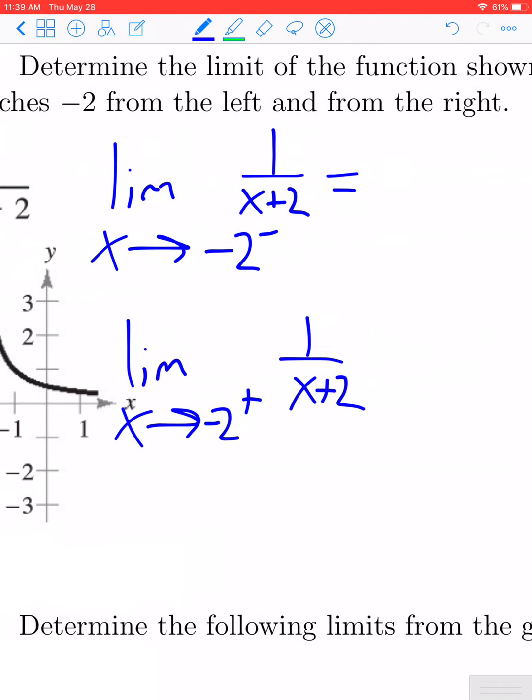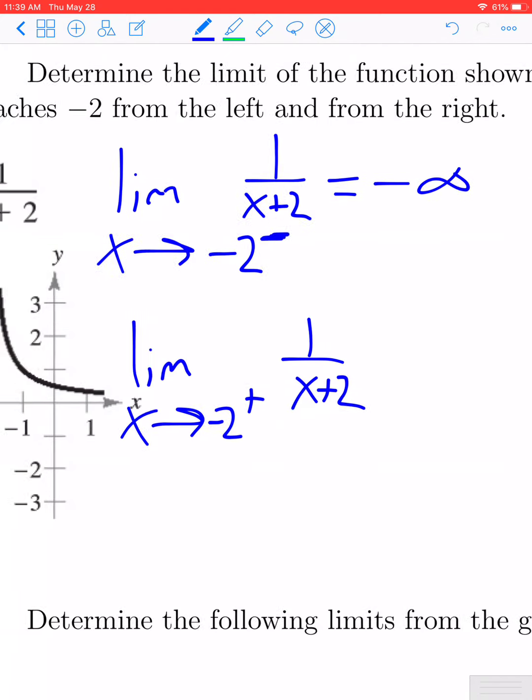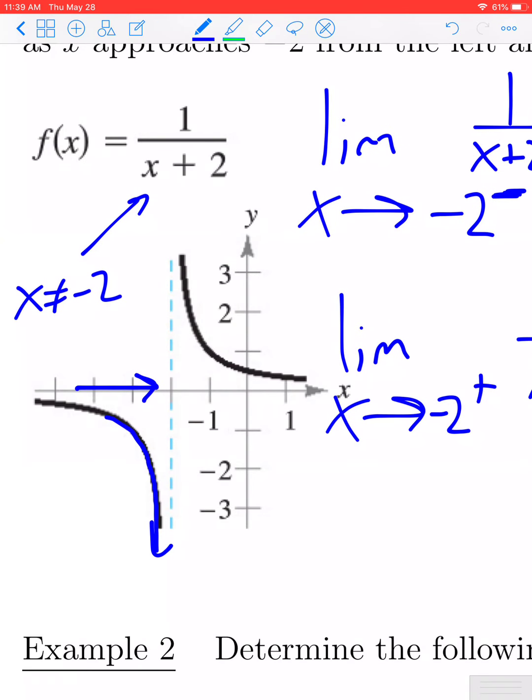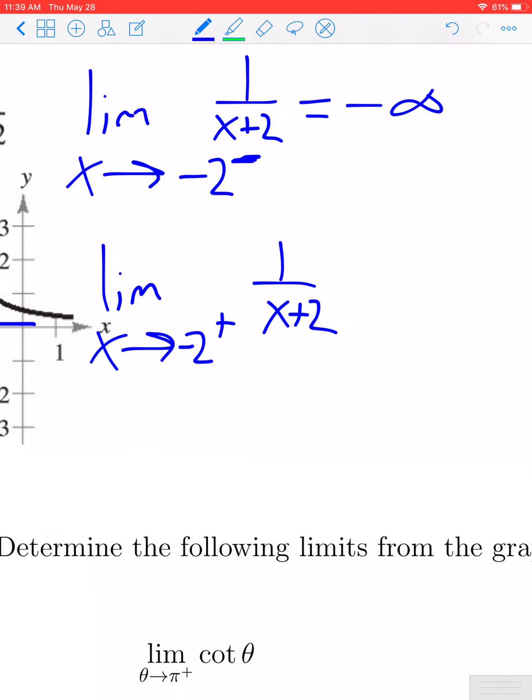So the limit as x approaches negative 2 from the left is negative infinity. And we see that the limit as x approaches negative 2 coming in from the right-hand side, here the function values are shooting up towards positive infinity. So the limit as x approaches negative 2 from the right would be equal to positive infinity.